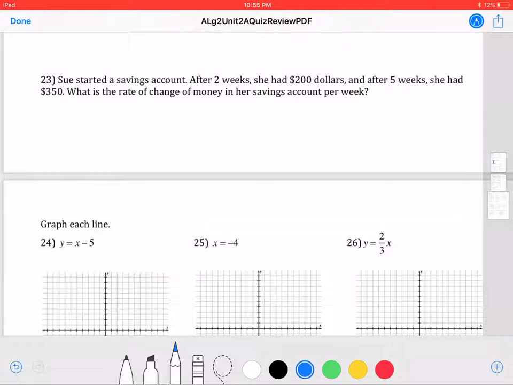Sue was starting a savings account. After 2 weeks, she had $200. After 5 weeks, she had $350. This problem is going to involve rate of change, which means slope. You're going to have to set up 2 ordered pairs where we talk about time versus money. And then use the slope formula.